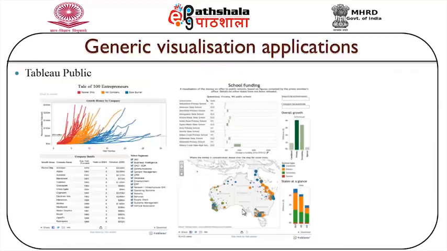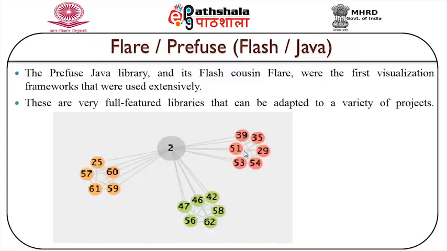So this is a screenshot of the Tableau Public toolkit. So we can see the Tale of 100 Entrepreneurs, which is being shown as a graphical representation here. Then we have a geographical information system wherein the data is represented in the map. Then we have some kind of bar chart view which is shown using Tableau.